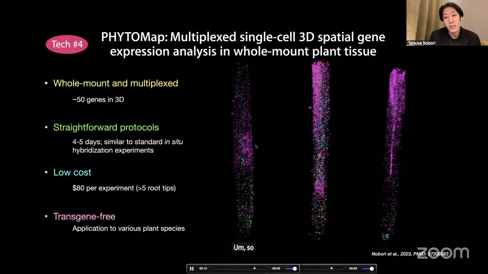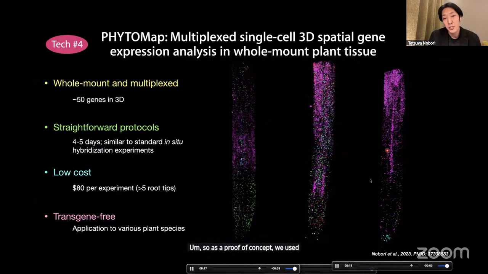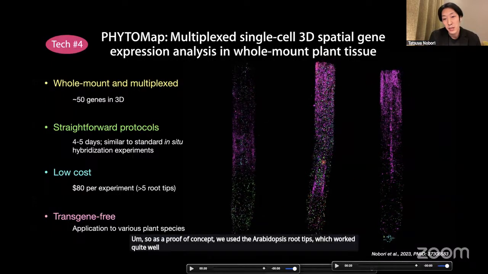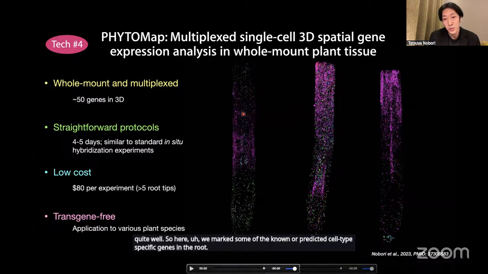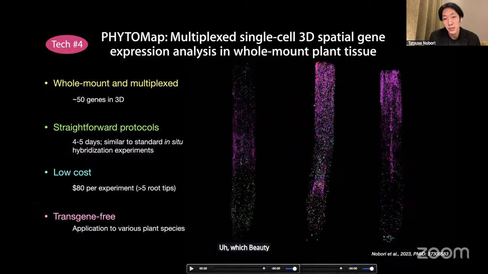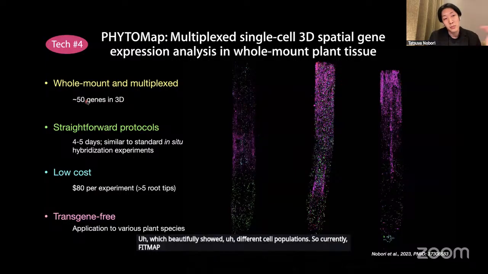So as a proof of concept, we used the Arabidopsis root tips, which worked quite well. Here we marked some of the known or predicted cell type specific genes in the root, which beautifully showed different cell populations. Currently, PHYTAmap can target up to 50 genes, but could be 100 genes with more optimizations.